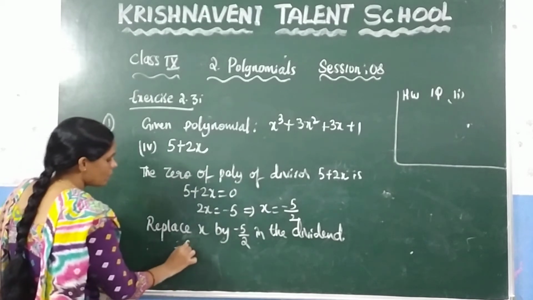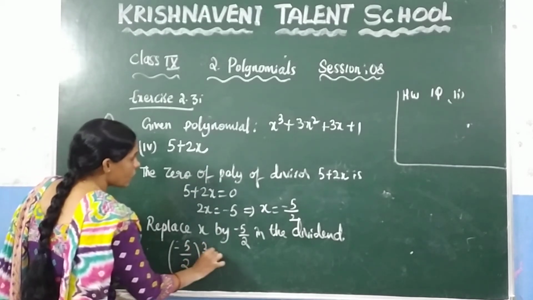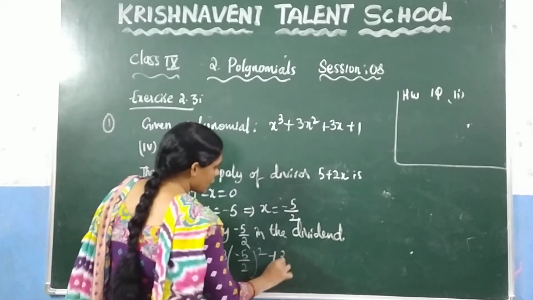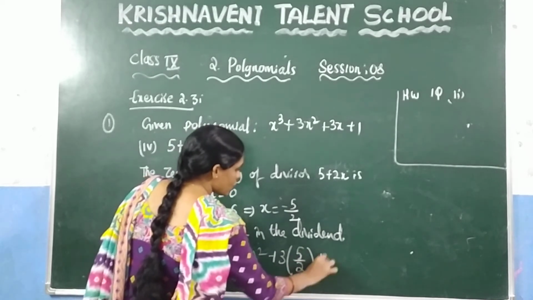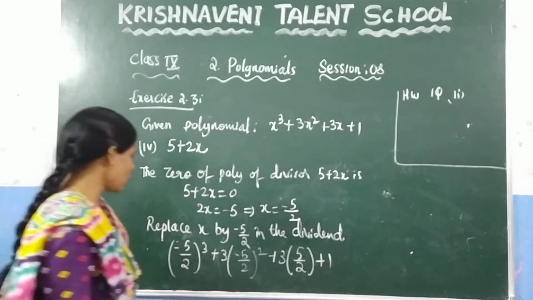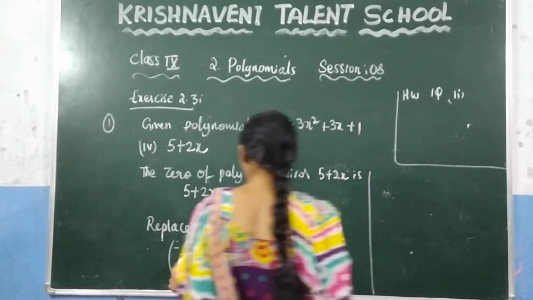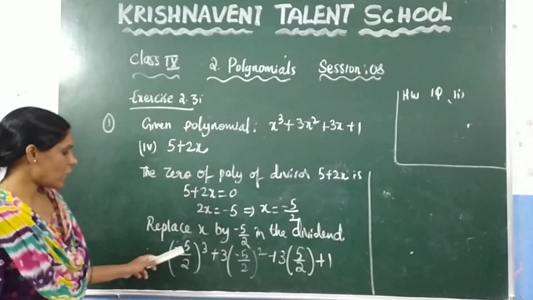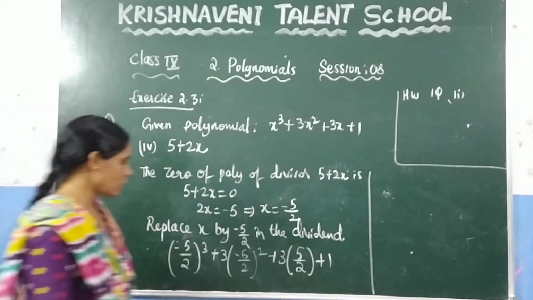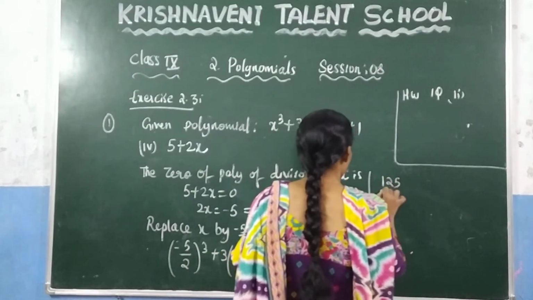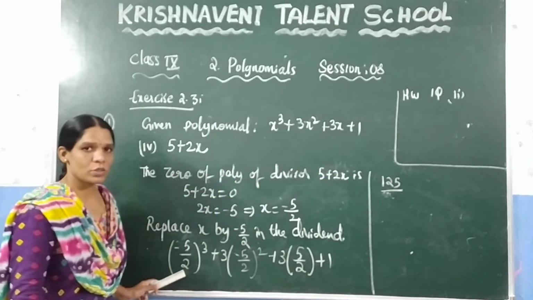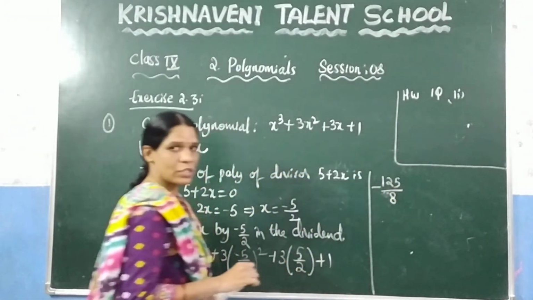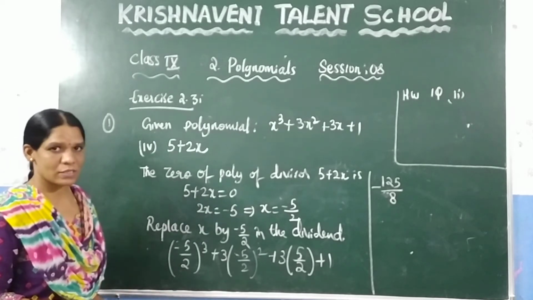If you are keeping minus 5 by 2, what will you get here? Check it just here. Minus 5 by 2 whole cube plus 3 into minus 5 by 2 whole square plus 3 into 5 by 2 plus 1. You just need to solve this one. How do you solve? Minus 5 by 2 whole cube is nothing but you need to multiply 5 by 2 three times. You know that 5 into 5 is 25, 25 into 5 is 125. You will get here 125 by, what is the value of 2 cube? 2 into 2 is 4, 4 twos are 8. So you will get here 8. You will get a minus symbol. You know that minus into minus is plus, plus into minus is minus.